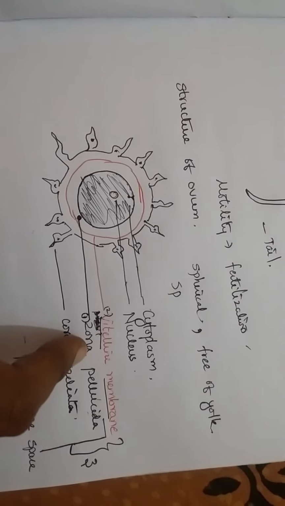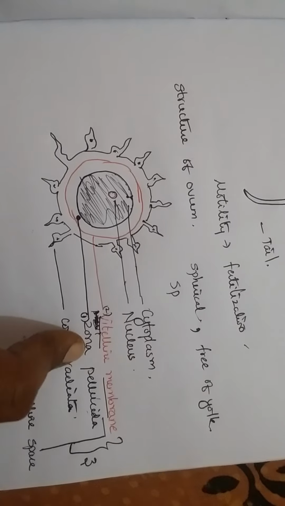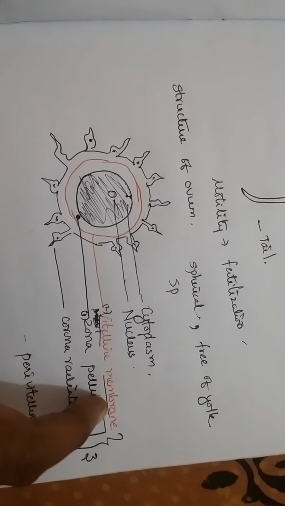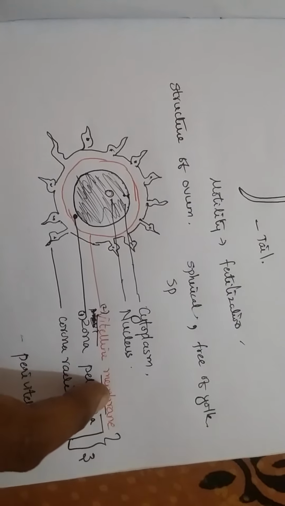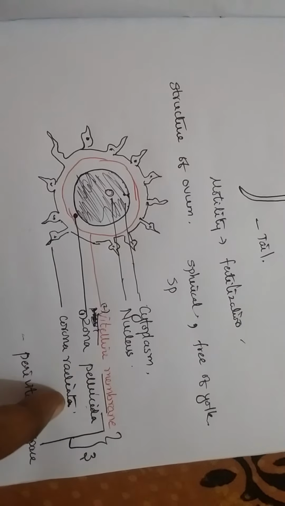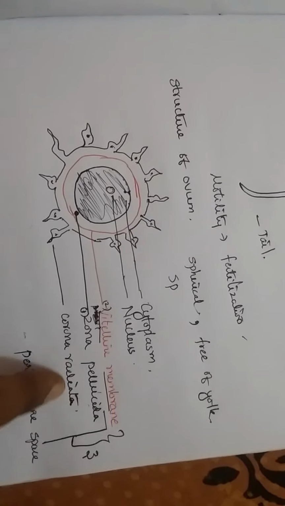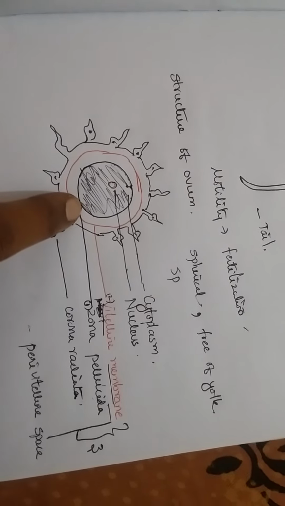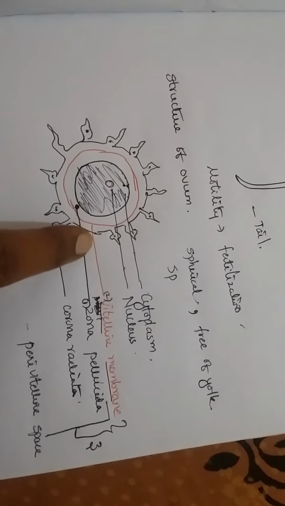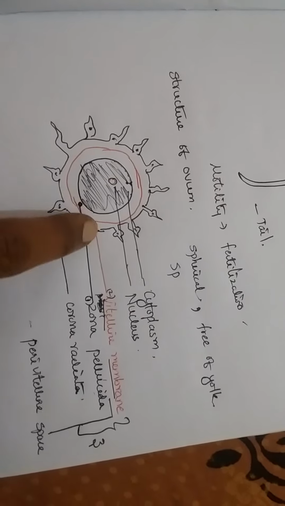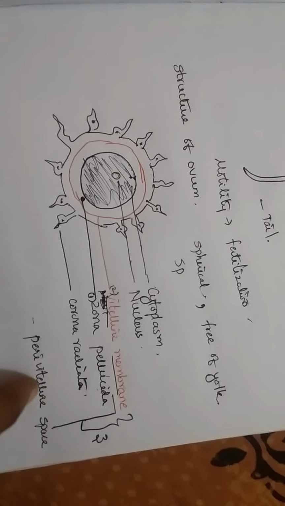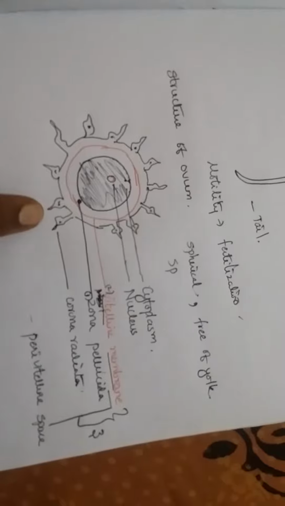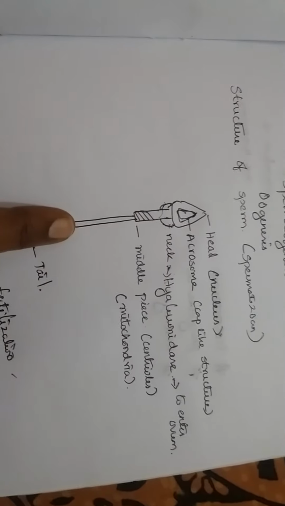So the first one, which is covering the ovum plasma membrane, is zona pellucida, and next to the zona pellucida there is a layer called vitelline membrane, and above this vitelline membrane we have a corona radiata membrane, which is made up of follicular cells, and this corona radiata is the outer layer which is present in the ovum. Between the zona pellucida, that is the first membrane, and the second membrane, vitelline membrane, there is a space. That space can be called perivitelline space, and this is regarding the structure of the ovum.